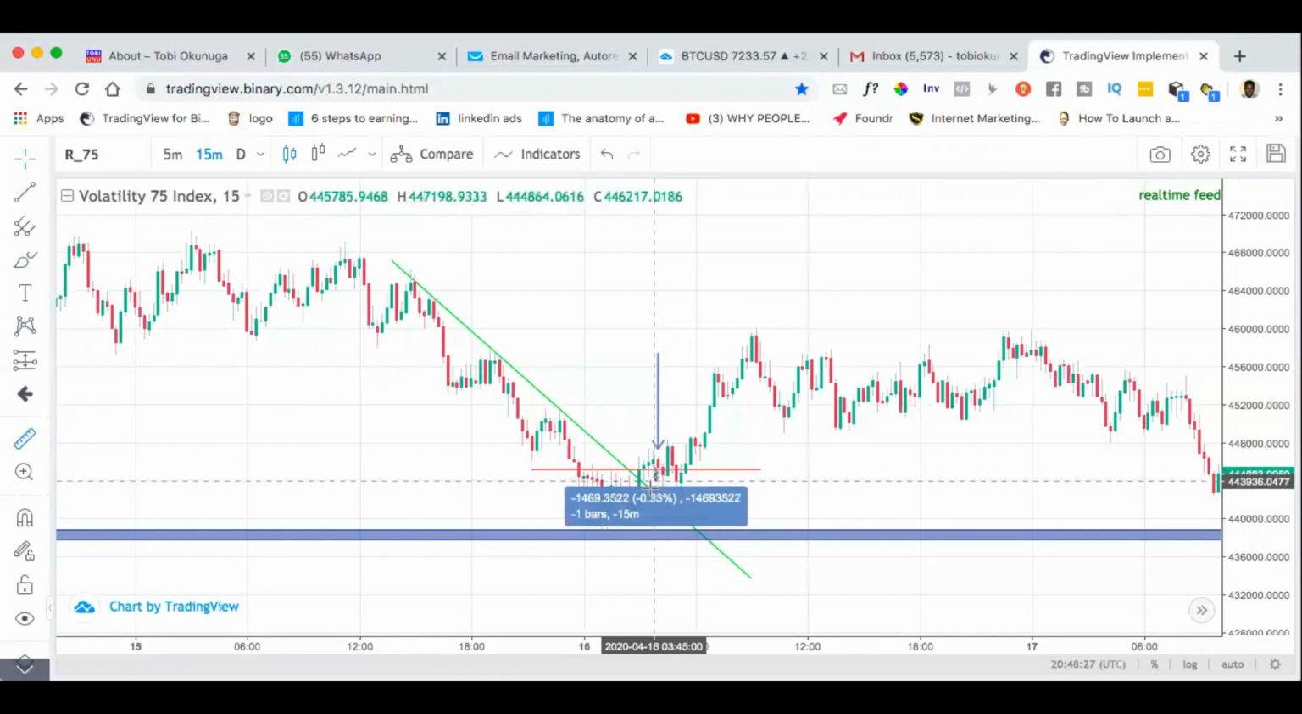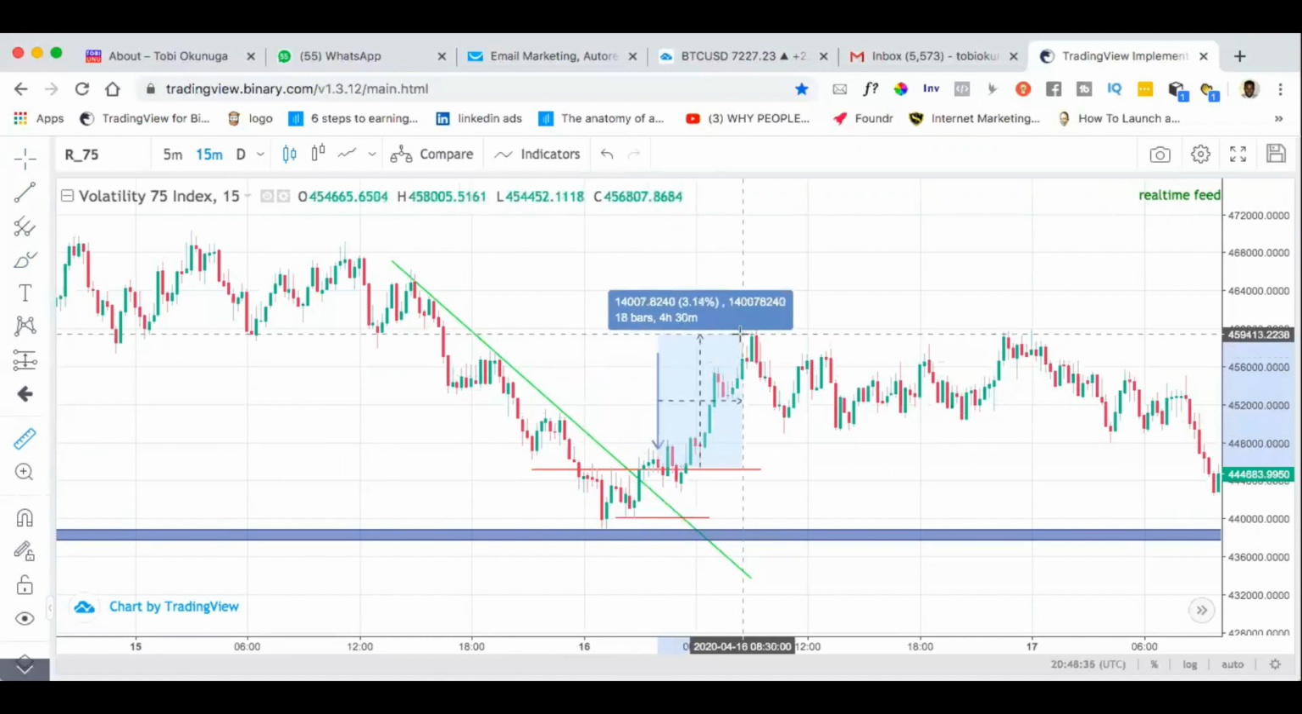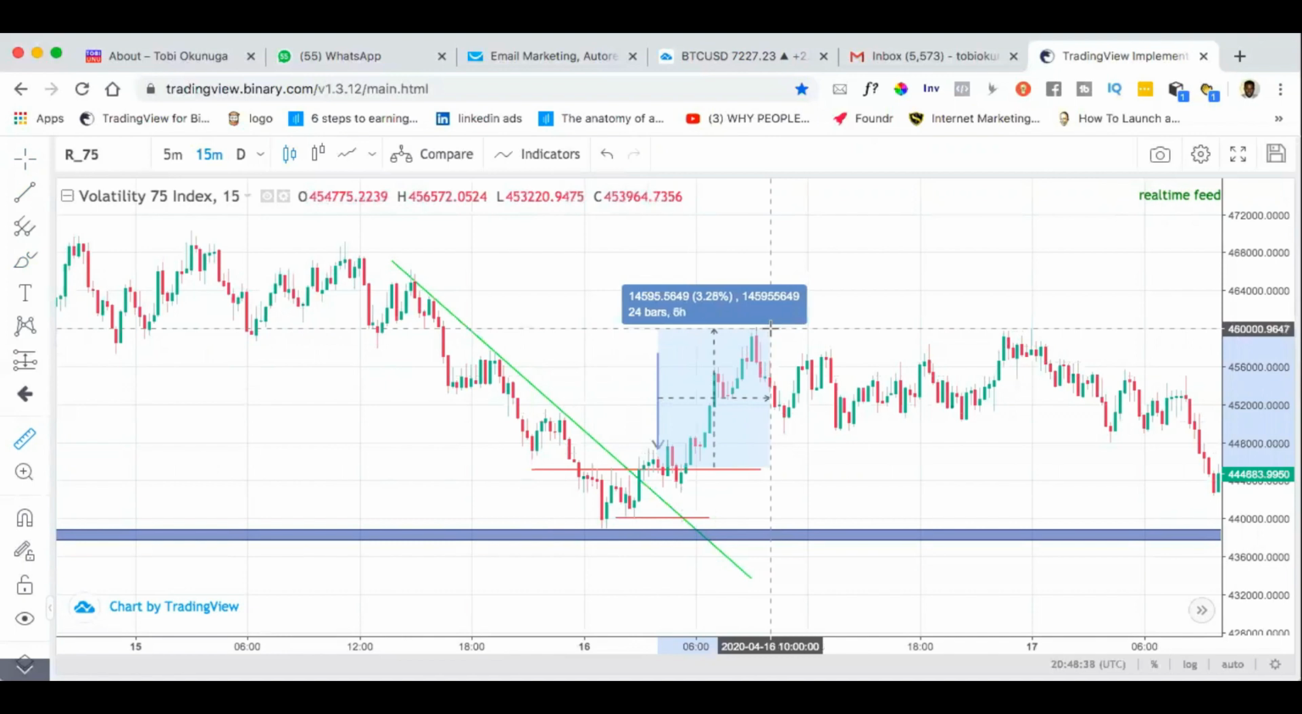And as you can see, I had a drawdown of 264 pips, and as you can see, the potential for this trade was 1,459 pips. If you had a $100 account and you entered 0.005, you could have doubled your account within 5 hours actually.